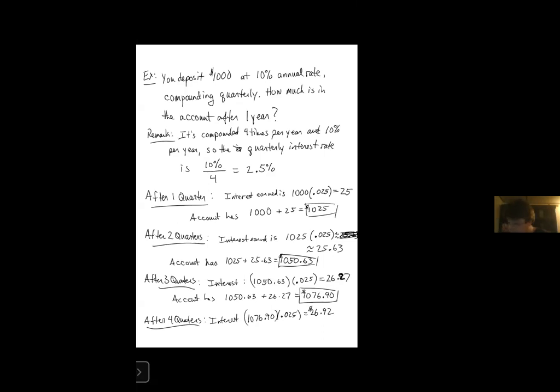So where were we? After 4 quarters, the interest earned is that. So we need the amount in the account. The account has how much? 1076.90 plus 26.92, which is $1,103.82.